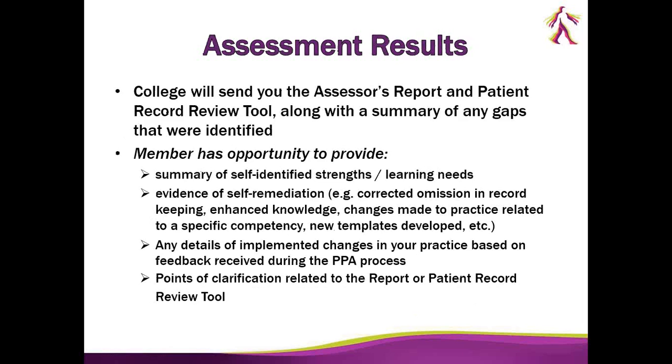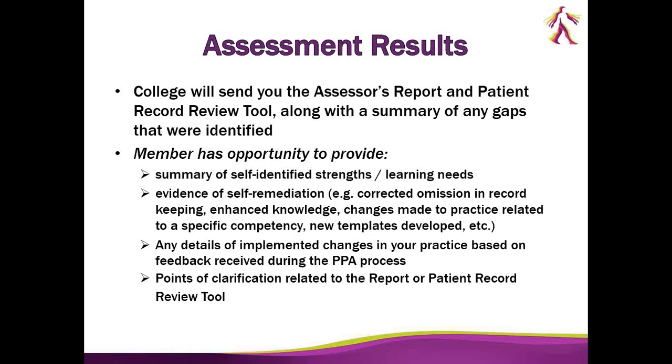So what happens then after the interview? Well, the peer assessor writes a report which we send to you along with a summary of any gaps identified during the assessment. And you'll have about 30 days to send a written submission and offer any additional information that was not communicated during the interview.